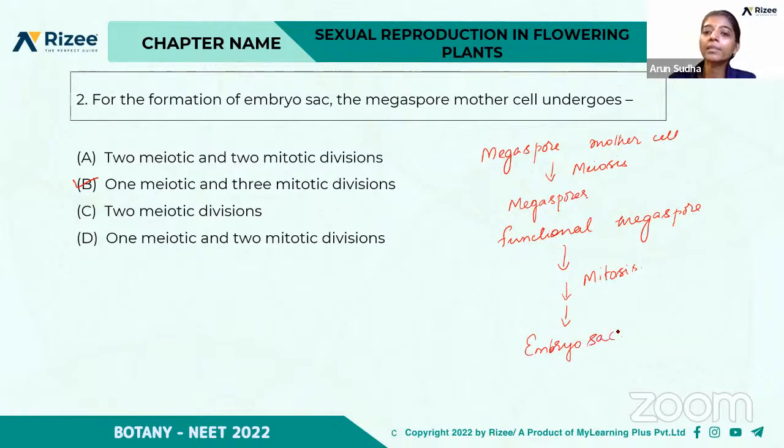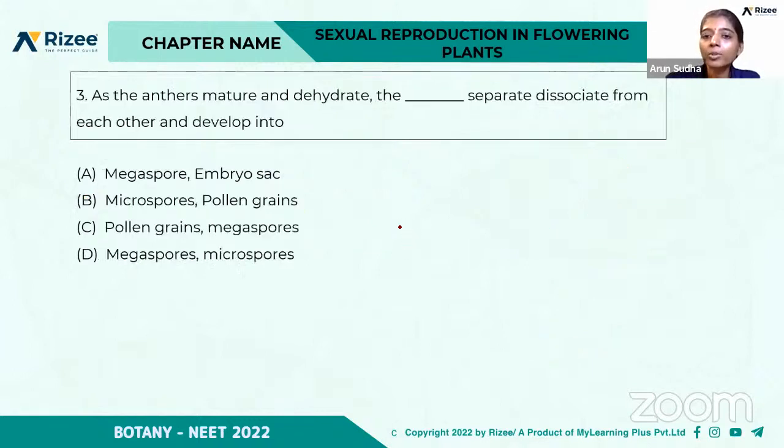So you are clear with it, right? First it forms a 2 nucleate, and then 4 nucleate, and then 8 nucleate. It is not 2 meiotic and 2 mitotic, and it is not 2 meiotic or 1 meiotic and 2 mitotic. So B is the correct option.